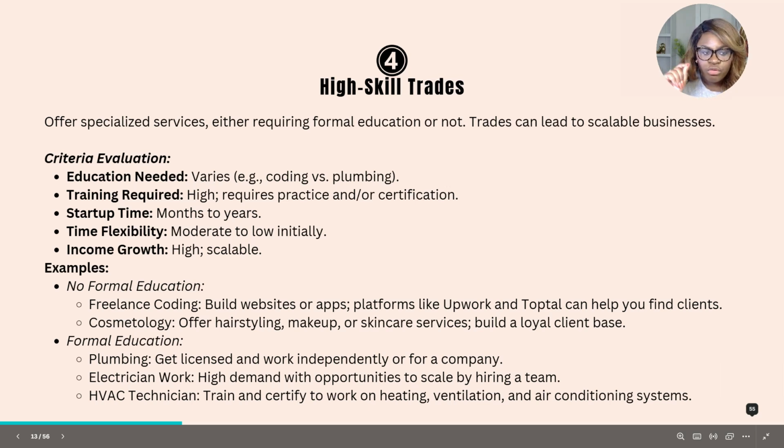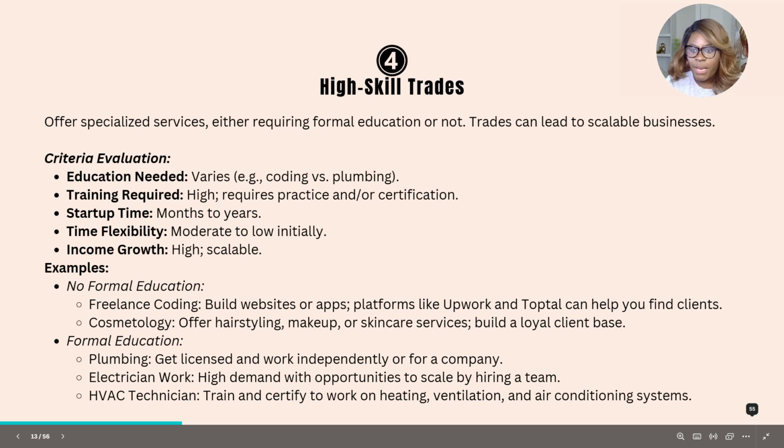So high skill trades will offer specialized services and they require a formal education sometimes, but sometimes not. And these can lead to actual scalable businesses.